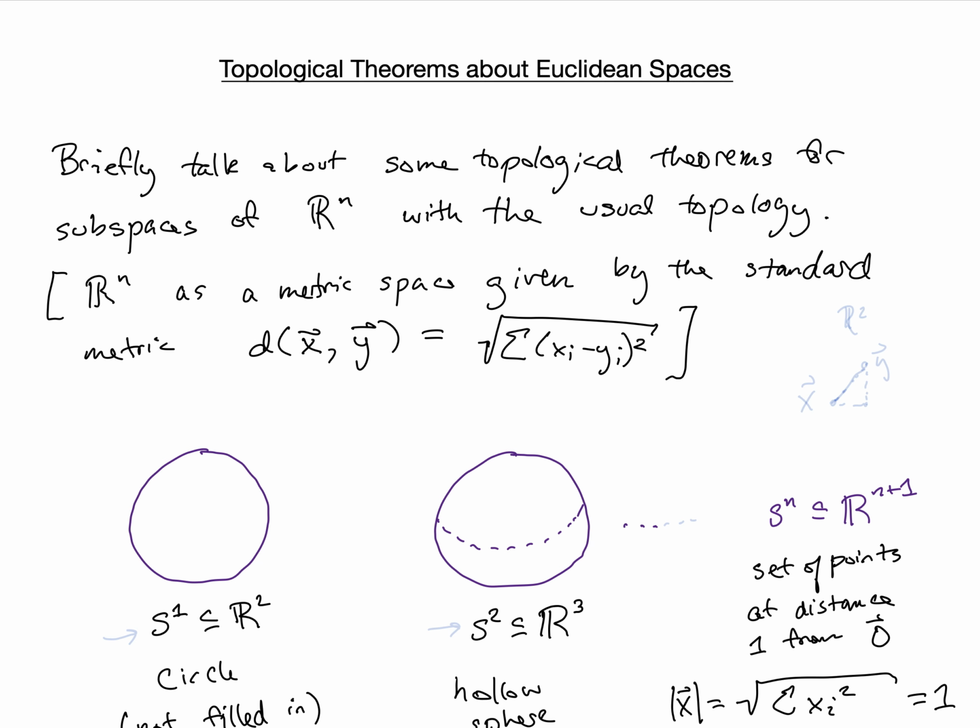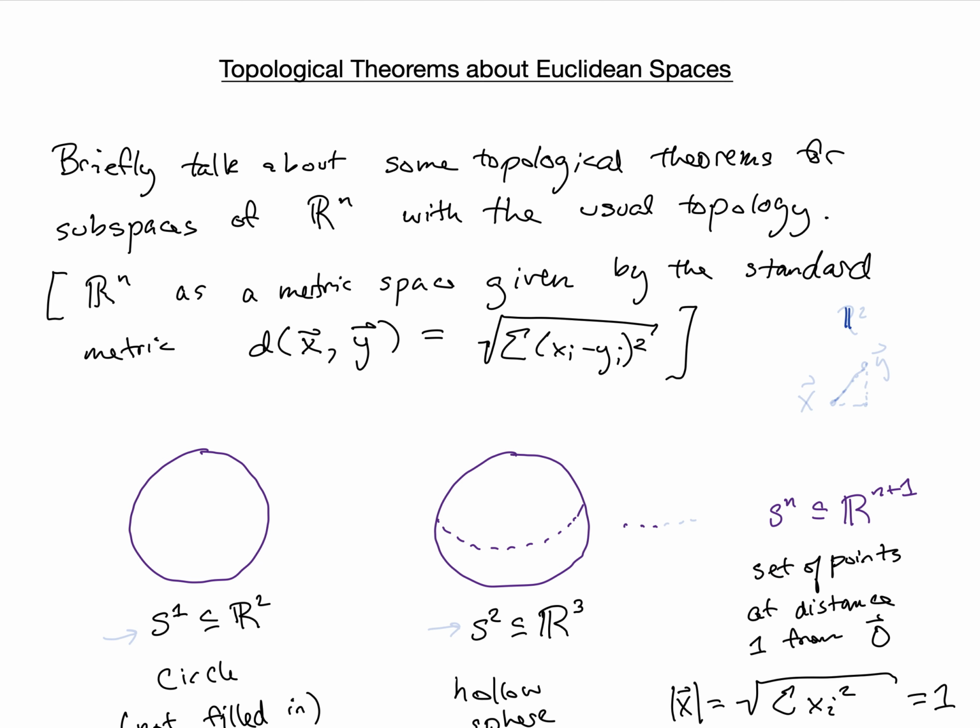In this video, we're going to briefly talk about some topological theorems for subspaces of the real numbers in n dimensions with the usual topology. These are also called Euclidean spaces. So that's where we've got the real numbers in n dimensions as a metric space given by the standard metric, where the distance between 2 points is the square root of the sum of the squared differences between their coordinates.